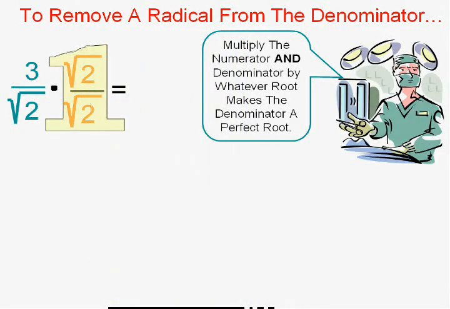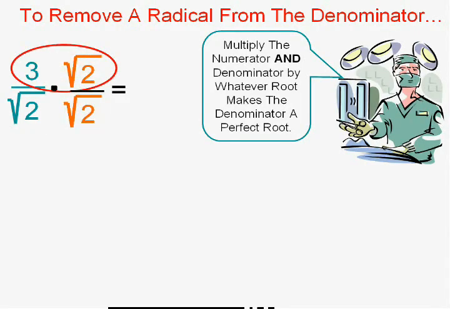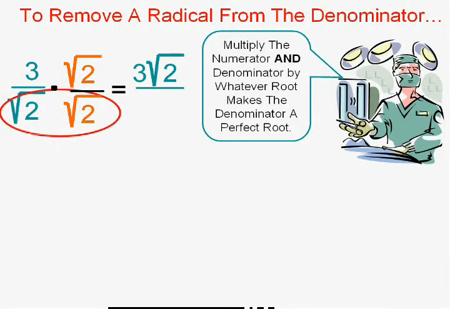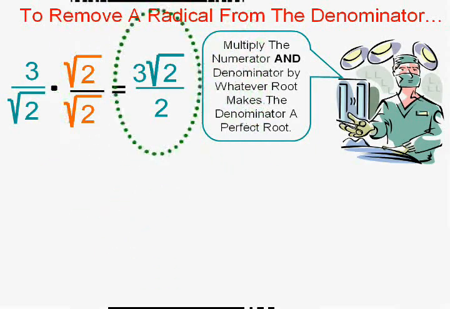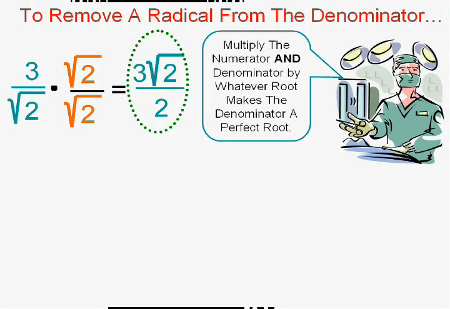remember why I can do that? As long as you multiply the top and bottom by the same number, you're really only multiplying by 1, and you're allowed to do that any time. And this result will be 3 times radical 2, which is just 3 radical 2. And in the denominator, radical 2 times radical 2 is radical 4, which becomes a perfect square. And you basically have removed the radical from the denominator. Now it looks good.